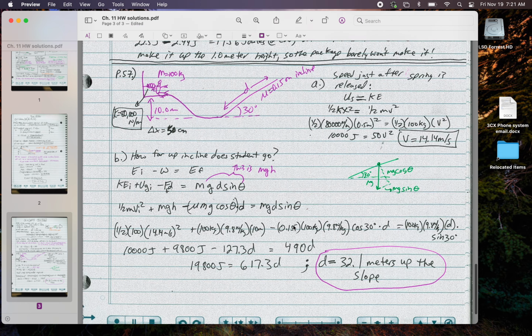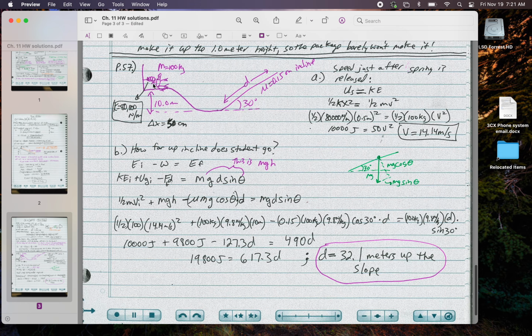Last problem is 57. You've got this person sliding down this hill. Sorry for my drawing. Spring, 80,000 newtons per meter, 10 meters above the ground, 50 centimeters compression. You slide down here, this is frictionless, and then up here it's not frictionless. It's got a coefficient of friction of 0.15, so you want to know how far the person slides up the hill.